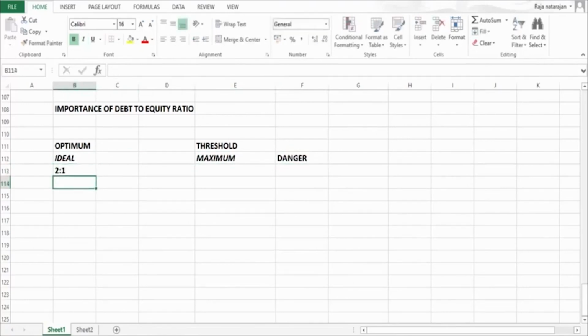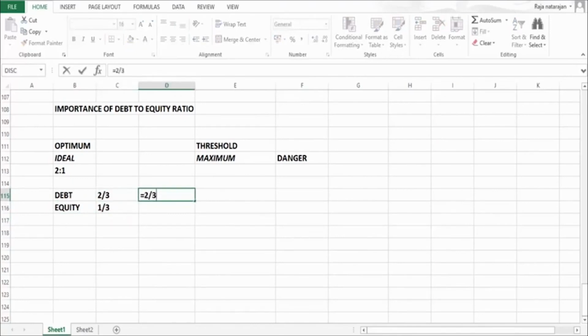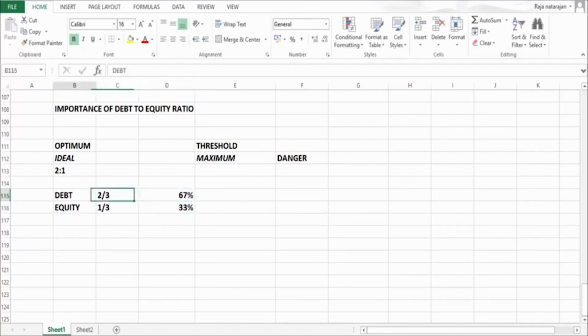The ideal ratio is 2:1. So what does that mean? When I say the ratio is 2:1, it means my debt is actually 2/3 of total funds, and equity is 1/3 of total funds. So when I say 2/3 of total funds, it means my debt occupies 66.67%, which is 67% of total funds, and equity will be 1/3 of total funds, and it's going to be 33%. So this is considered as optimum or ideal scenario, but it may not be possible in all cases.